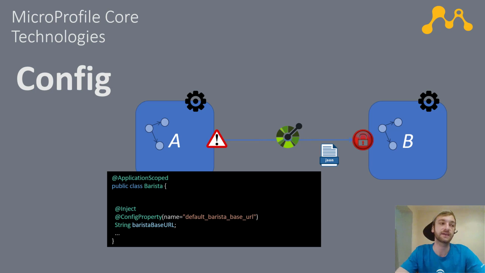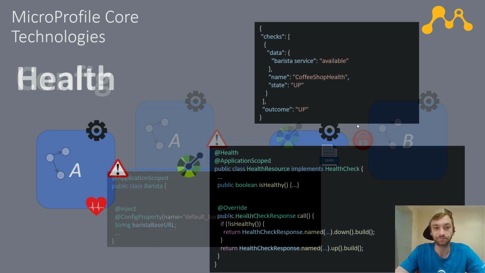Configuration, so config essentially allows you to externalize your configuration. You don't want configuration inside your microservice. That's going to get very messy when you've got thousands of microservices all in different environments. So externalizing that is great. And with OpenLiberty, it can dynamically know that you've changed the configuration, which is cool.